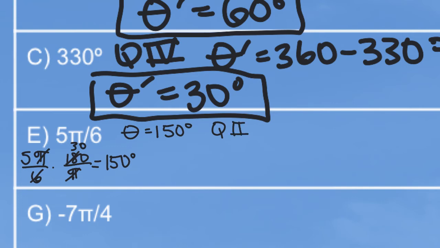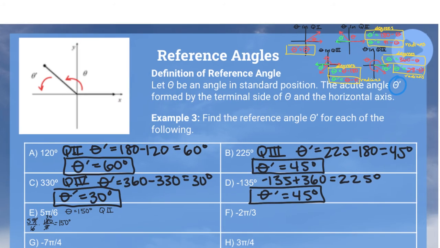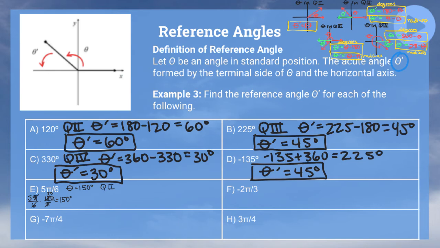And we can use our 180 minus 150 to get 30 degrees. So our theta prime is 30 degrees, but we need this in radians. So we can convert this one more time to radians.